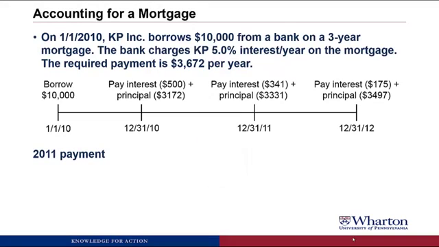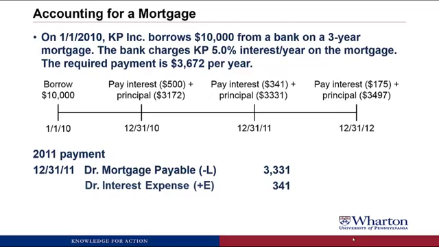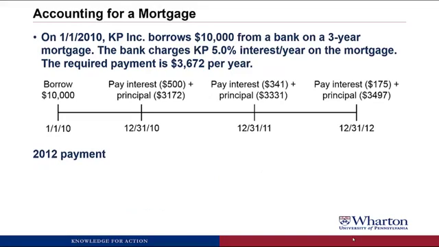So it's going to be the same entry, different amounts. On December 31, we're going to debit mortgage payable again for the reduction in principal, which is now $33.31. We're going to debit interest expense to recognize the interest cost in the income statement in this period, $341, and credit cash for $36.72. Last payment, 12/31/2012. Why don't you give it a shot?